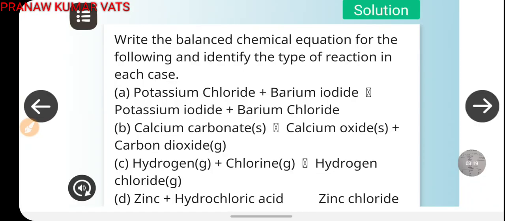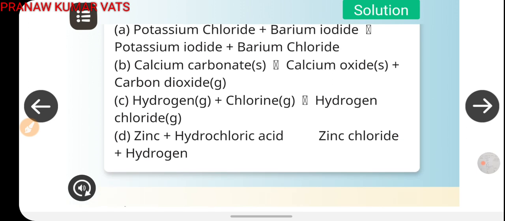Next question is, write the balanced chemical equation for the following and identify the type of reaction in each case. Potassium chloride plus barium iodide gives potassium iodide plus barium chloride. Calcium carbonate gives calcium oxide plus carbon dioxide. Hydrogen plus chlorine gives hydrogen chloride. Zinc plus hydrochloric acid gives zinc chloride plus hydrogen gas. Now we'll see the answer of this question.